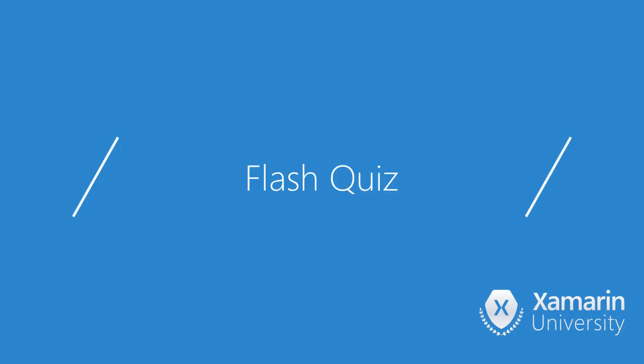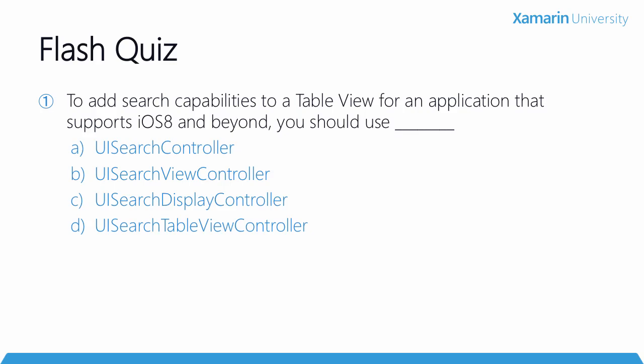So let's just test our knowledge really quickly with a flash quiz. Question number 1. To add search capabilities to a table view for an application that supports iOS 8 and beyond, you should use the A. UISearchController, B. UISearchViewController, C. UISearchDisplayController, or D. UISearchTableViewController. And the answer is, of course, UISearchController. This is the one that we looked at.